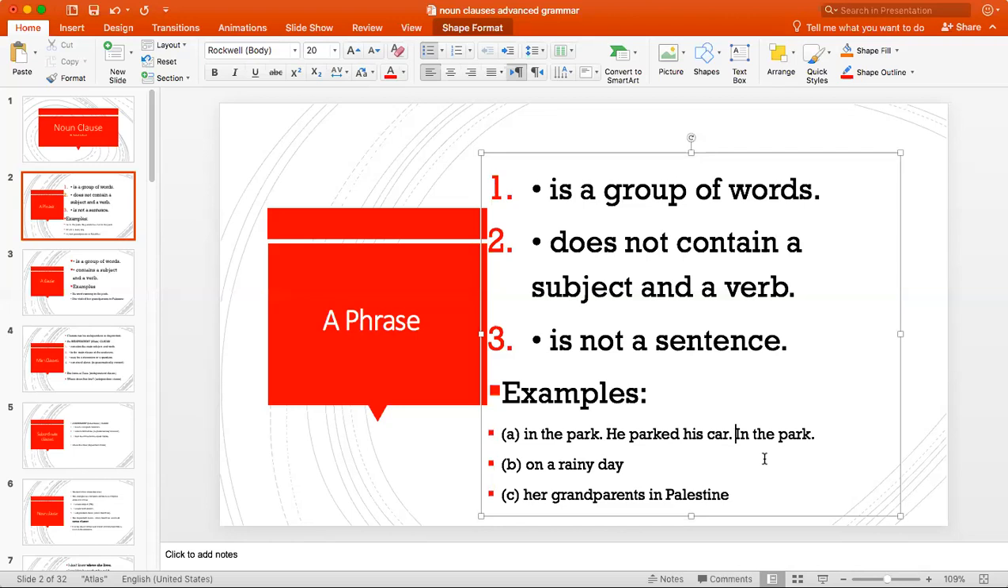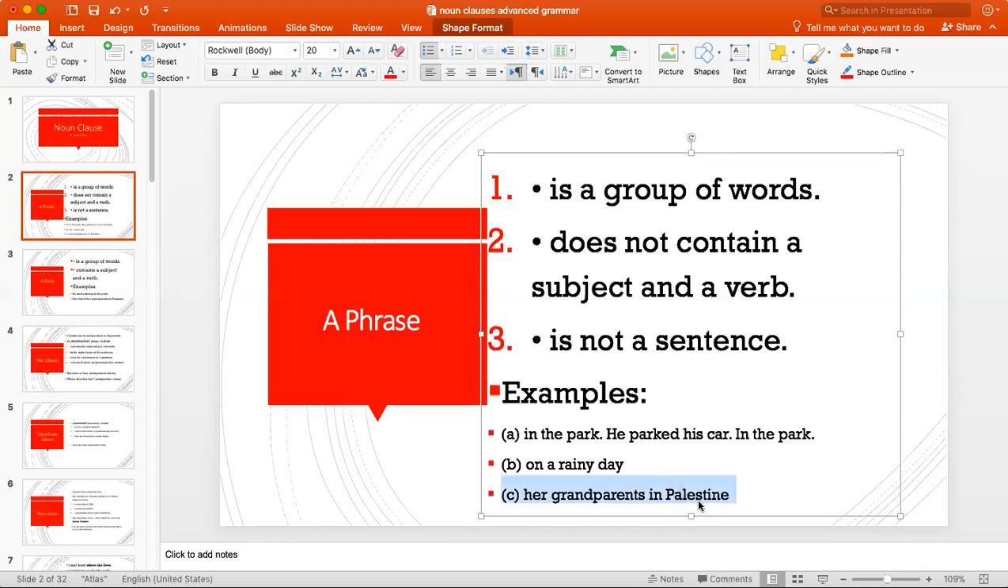So he parked his car is a little bit loose. You don't know where. You say in the park, you know. You have information about the place. Same thing with on a rainy day.